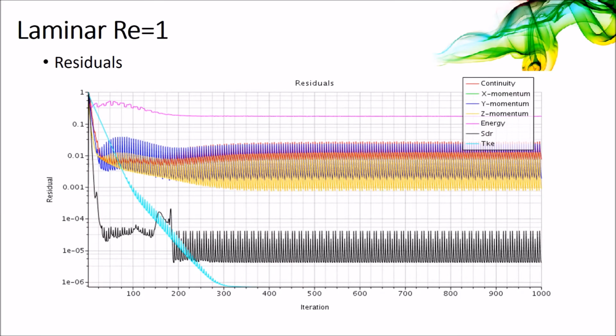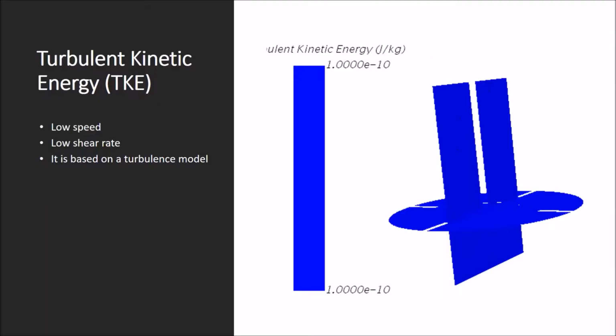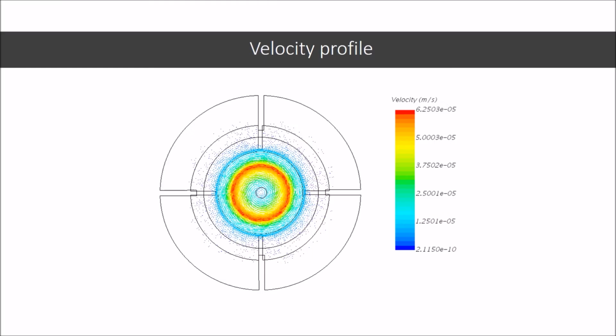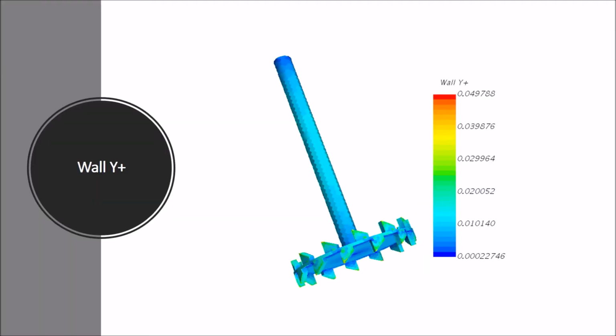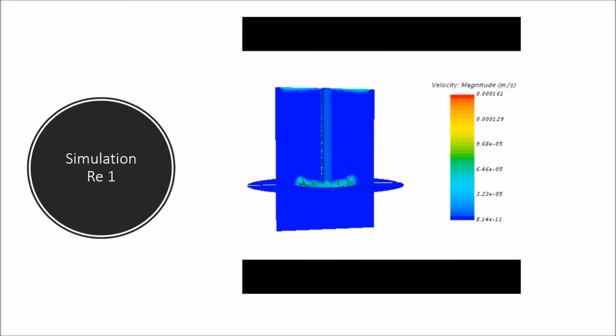This is the laminar regime for Reynolds 1 for the proposed impeller. The kinetic energy is very low, and in the velocity profile it can be seen that the tank is almost steady. Here it can be seen. The y plus is also at the minimum, and the simulation can be seen here.